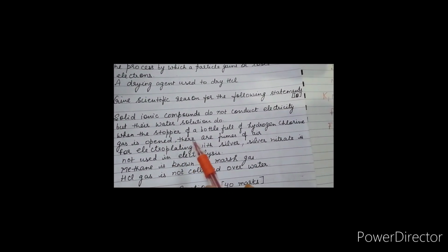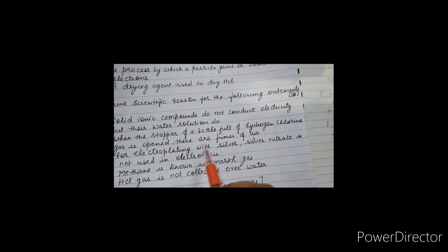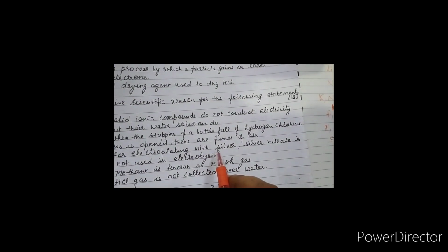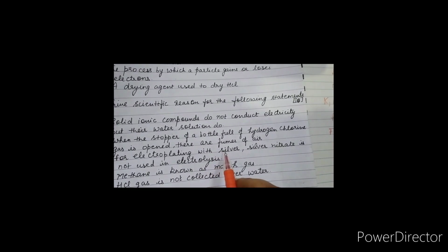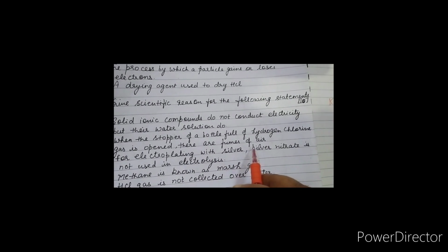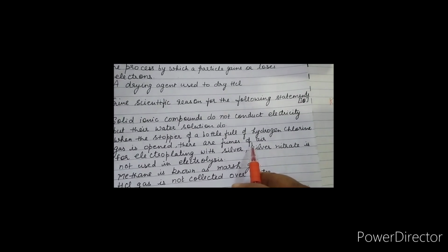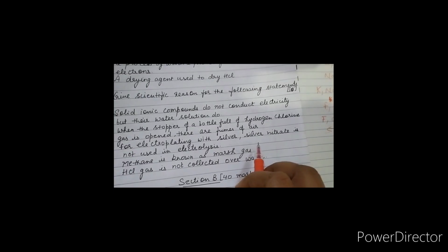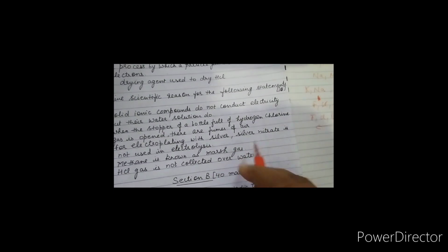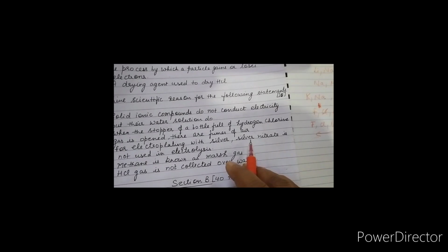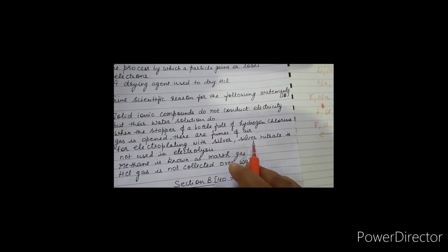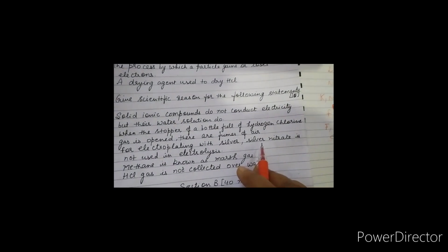Next is, when the stopper of a bottle full of hydrogen chloride is opened, there are fumes in the air. If you open a fresh bottle of hydrochloric acid, you will see dense, visible fumes in the air, because HCl gas is highly soluble in the atmospheric moisture. For electroplating with silver, we don't use silver nitrate. Why? Because silver nitrate will obviously dissociate into silver ions, but this dissociation is very fast, which leads to uneven plating of silver on the given article.